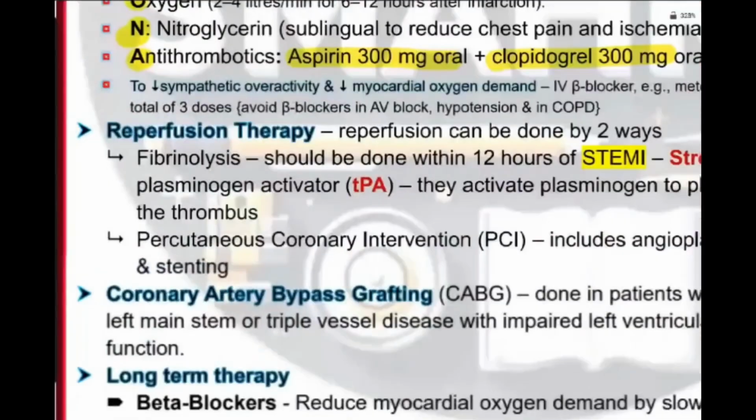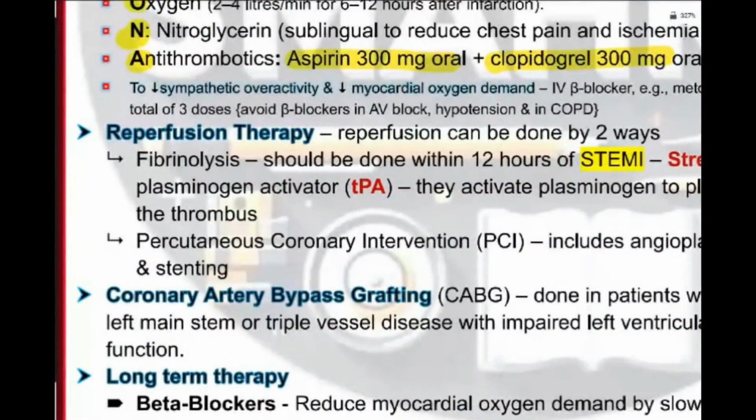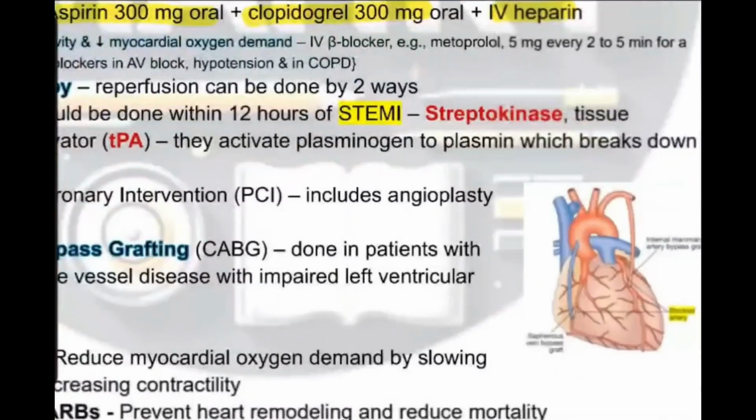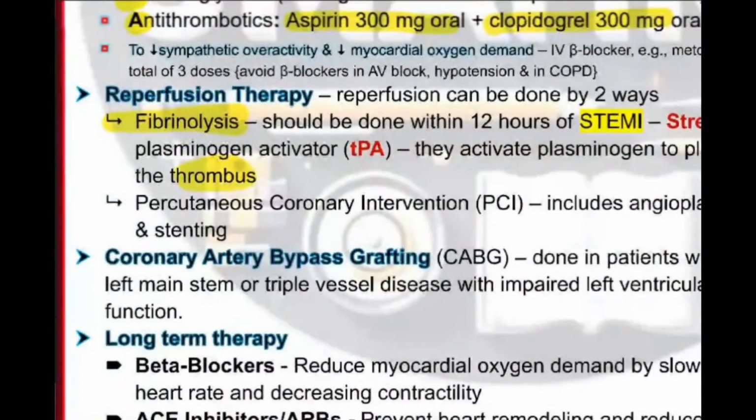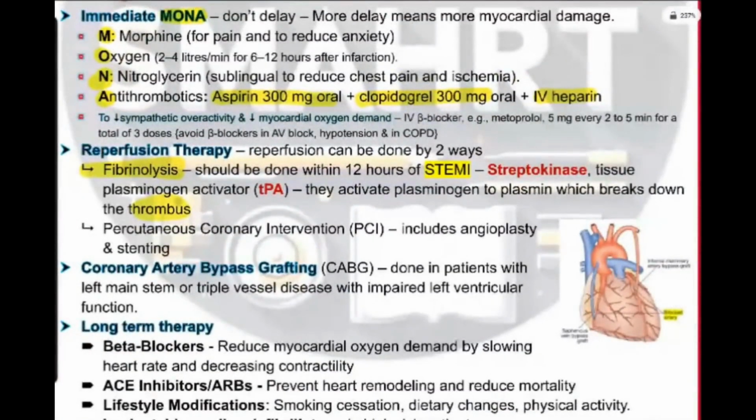Then the reperfusion therapy. What is reperfusion therapy? If you remove the clot by medication, we call it fibrinolysis. What medication are you using? You are using medication to break down the thrombus, to break down the fibrin. Fibrin is a thrombus, so you break down the thrombus by giving fibrinolytics. What are the two fibrinolytics we know?